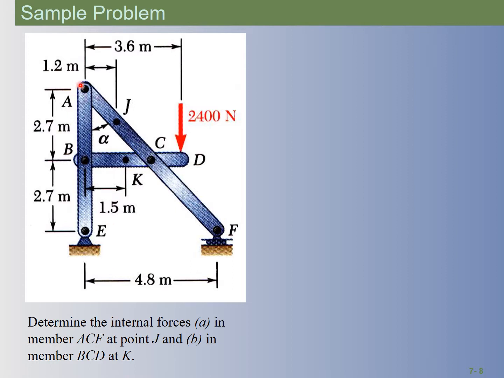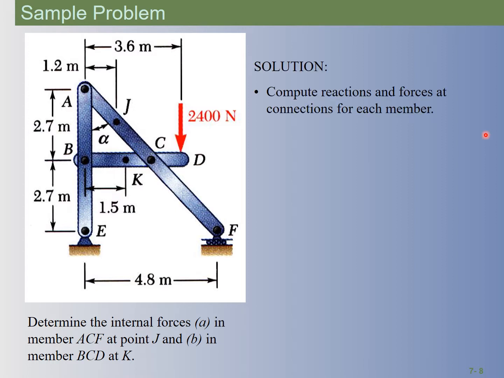So here's ACF at point J. And we're also going to determine BC, this BCD member, what is happening at point K. So see how J and K, these points are inside of the beam itself. Before we get what's happening inside, we'll first have to look at what's happening at the supports, and then once we figure out what happens at the supports, then we can slice inside of this and see what's happening internally.